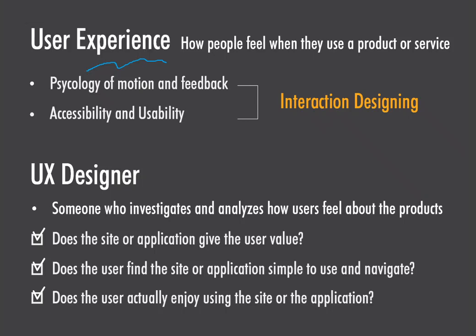Also, what accessibility means. The product or application should be accessible in all types of medium and media, like desktop computer or tablet or mobile phone, or it should be accessible in slow network connection or a certain environment. So what does UX designers do? You might ask. It is someone who investigates and analyzes how people feel about the product.